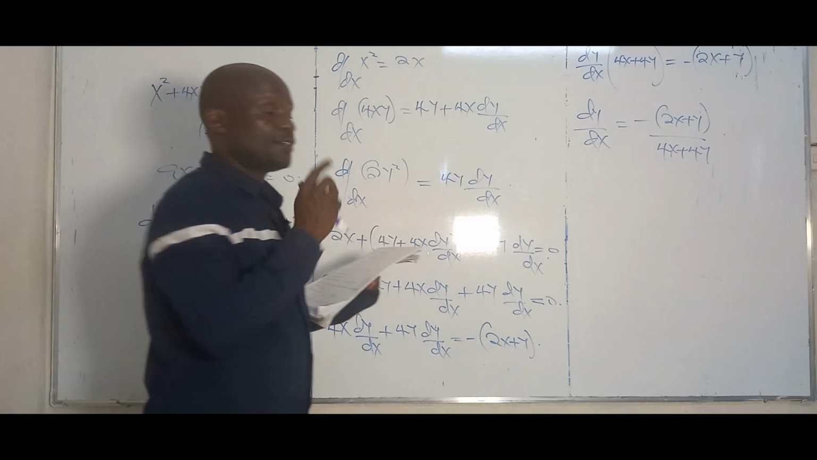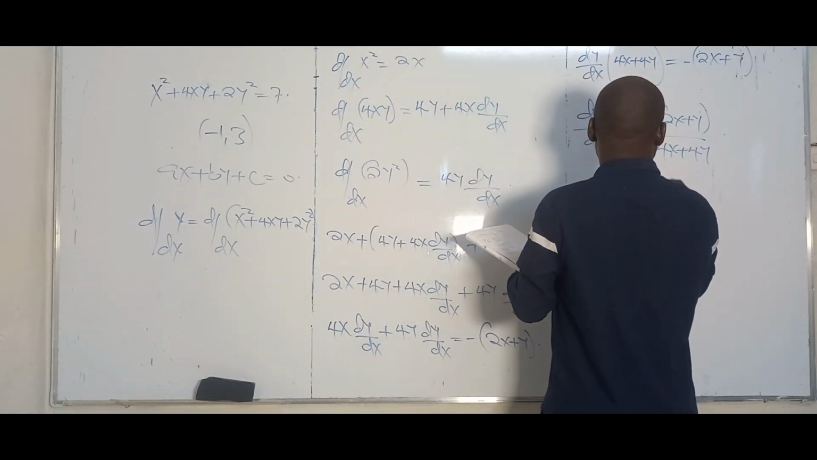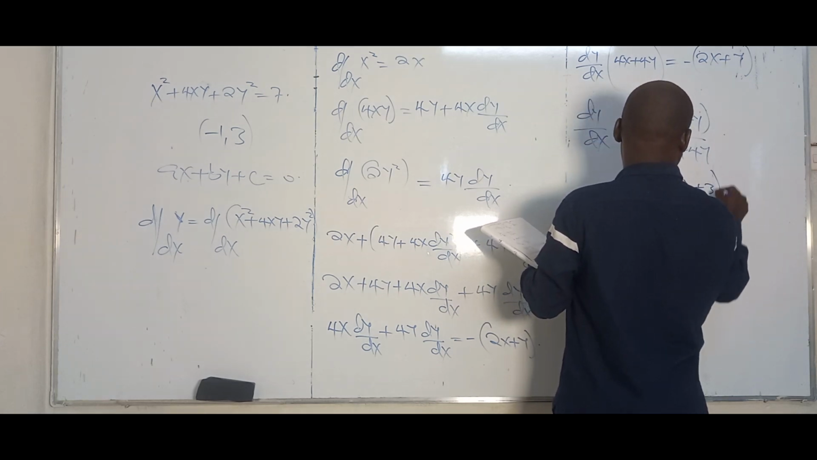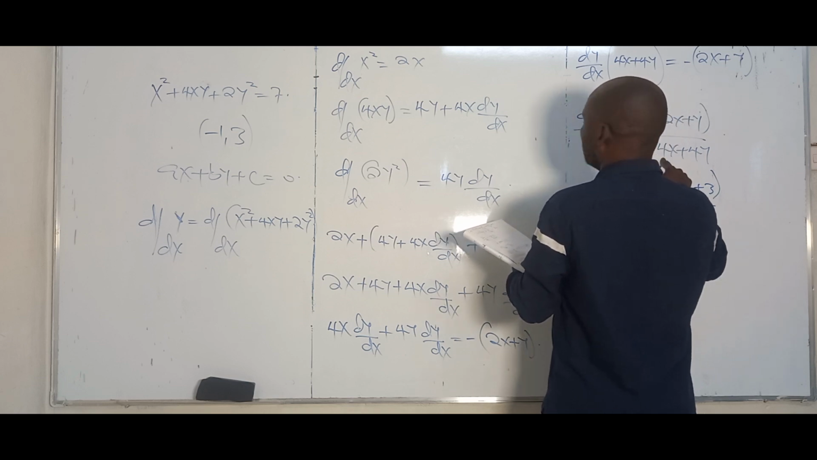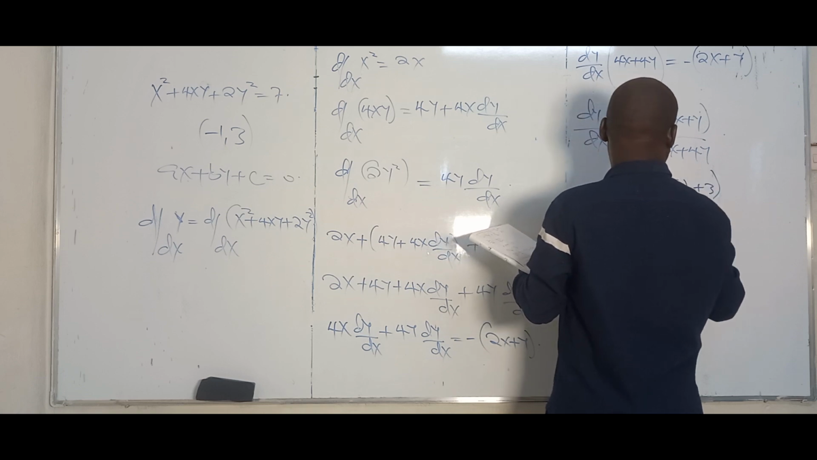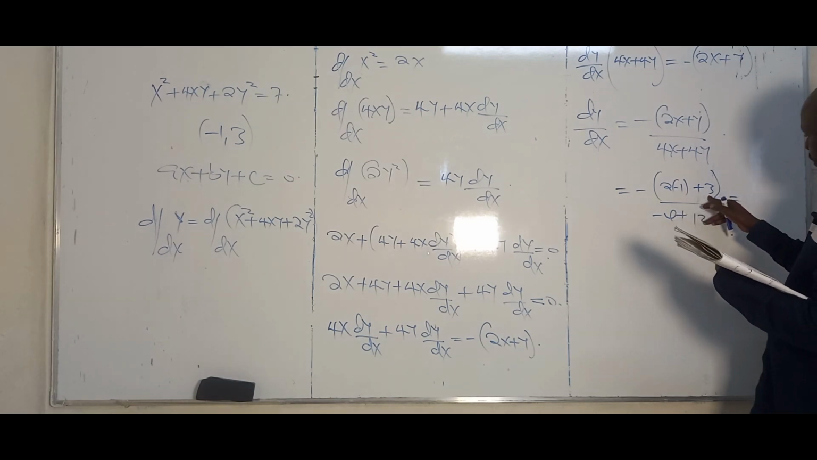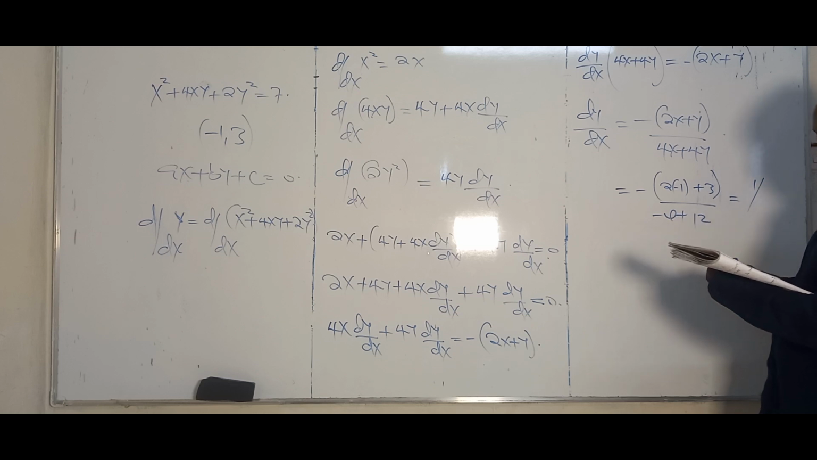y to be 3. So if we substitute that, we'll have minus 2 times x, which is -1, plus 3, all over -4 plus 12, and that gives me, this is -2 plus 3, that's 1, over minus 4 plus 12.